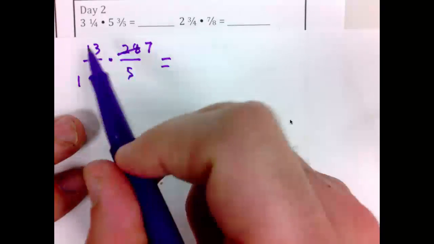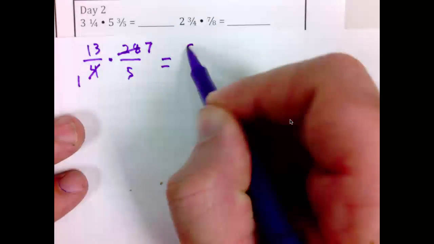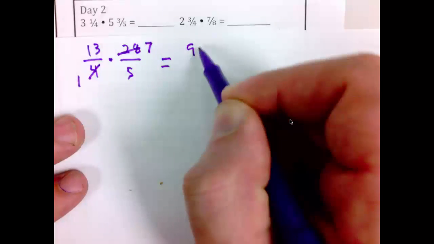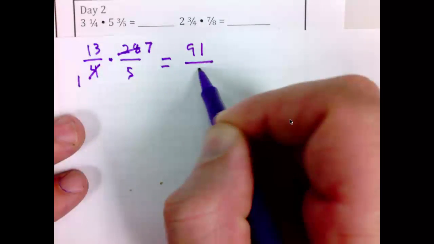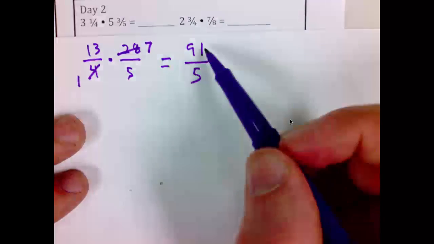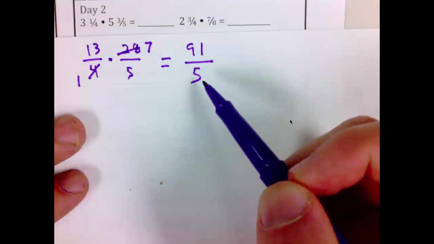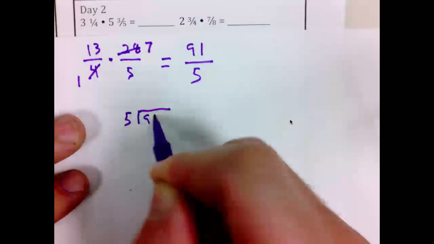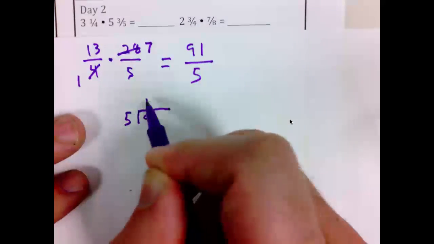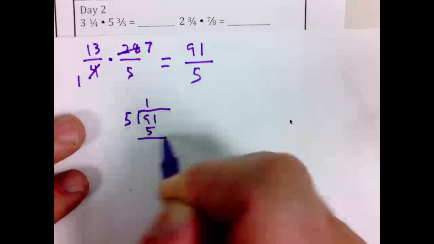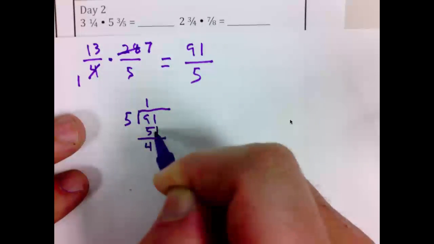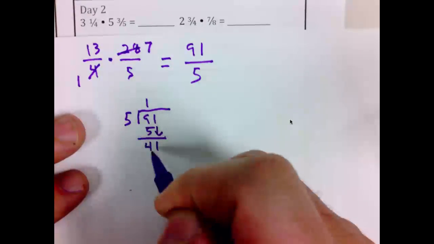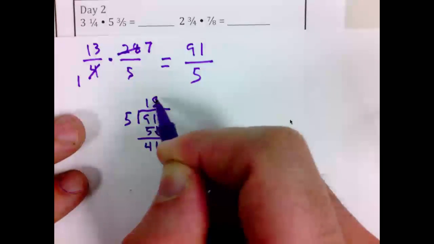Multiplying straight across. 13 times 7 is 91. 1 times 5 is 5. We have 91 divided by 5. Well, we want to reduce this. We want to know how many times does 5 go into 91? Coming down for scratch work here. 5 into 91. 5 goes into 9 one time. 1 times 5, 5. Subtracting. Bringing down the 1. 5 into 41, 8 times. 8 times 5 is 40.